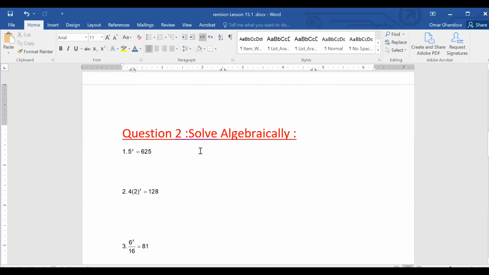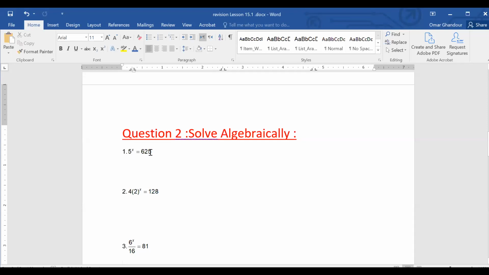5 power x is already a base and a power. Ask yourself, can I change 625 into 5 to the power of something? You have to get your calculator and start finding 5 power 2, 5 power 3, 5 power 4, 5 power 5, and so on until you find your solution. But let's try together.